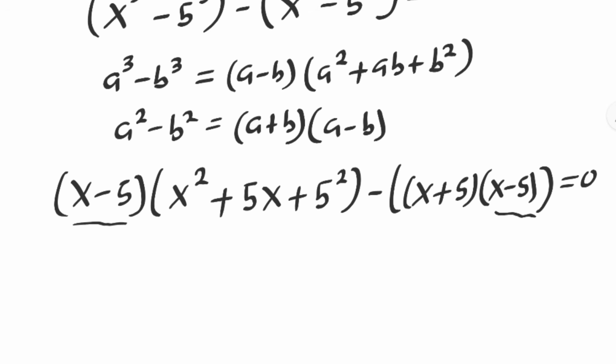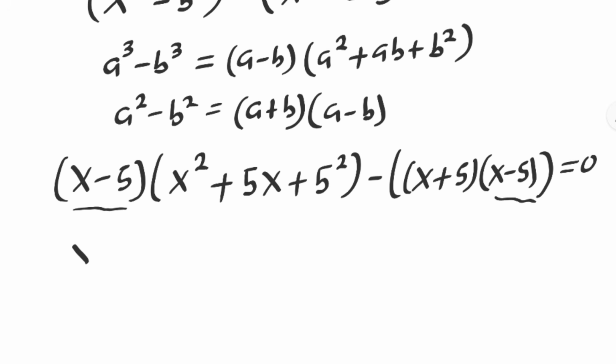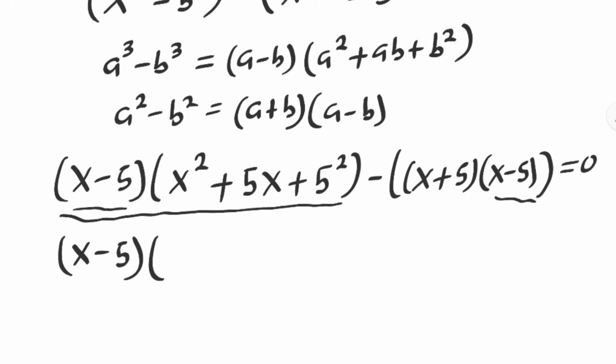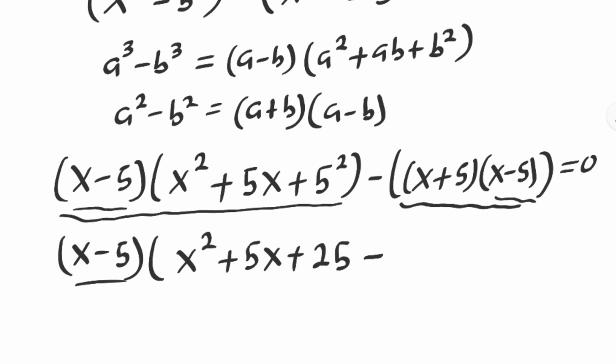Let's bring it out. Here we have s minus 5 bracket. If you divide the whole of this by s minus 5, we have s square plus 5s plus 5 square, that is 25, minus, if you divide the whole of this by this s minus 5, we have bracket s plus 5 bracket, then we close the bracket, is equal to 0.